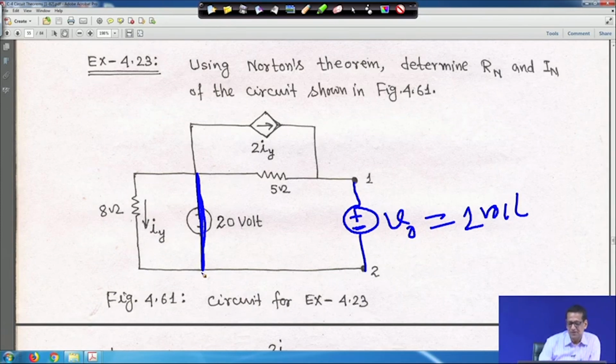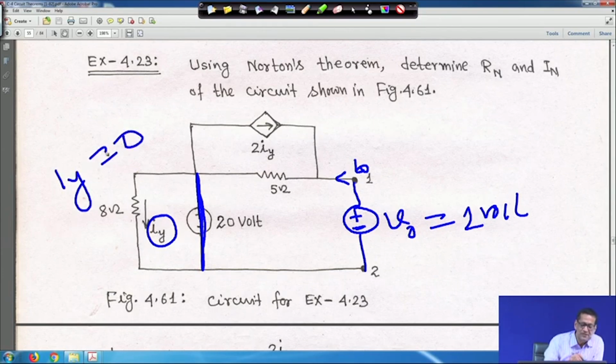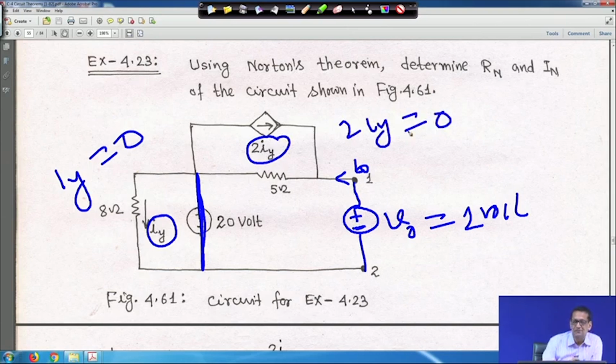If you do so, what will happen? Suppose this current is I_0, coming from this voltage source. As soon as you short it, the current will flow through this circuit, but there will be nothing here, because it is a short circuit path. Naturally current will not flow through this. That means I_y will become 0. If I_y is 0, then this part, 2 I_y, is also 0. So, basically I_0 will be flowing only here.